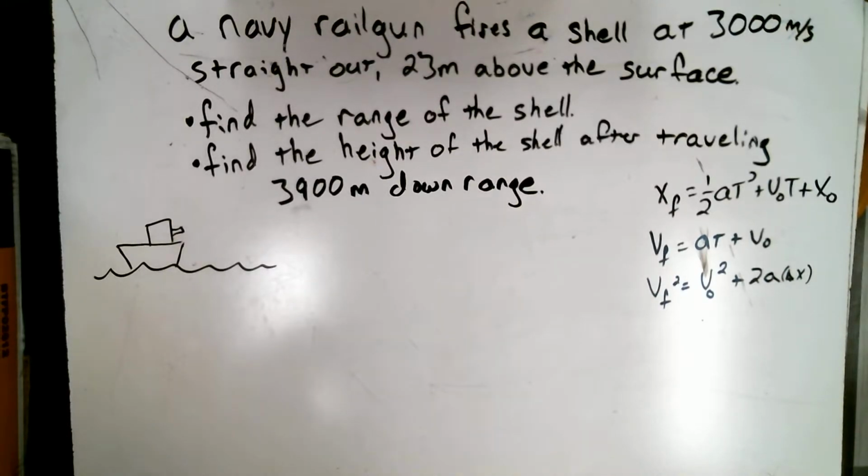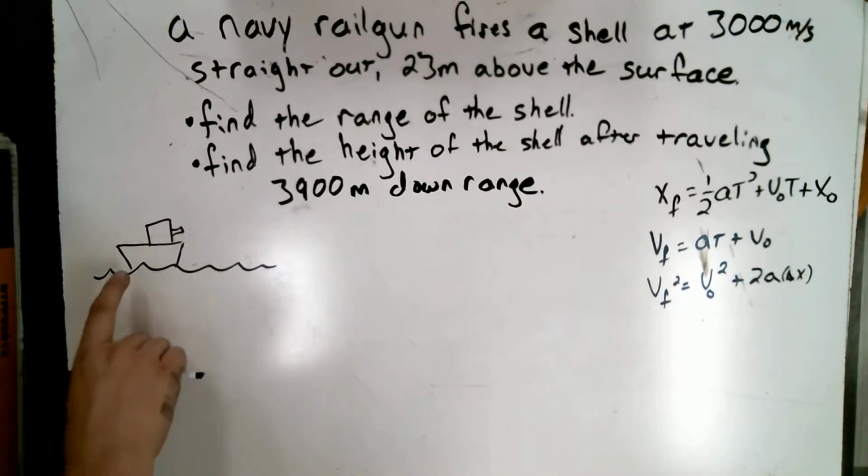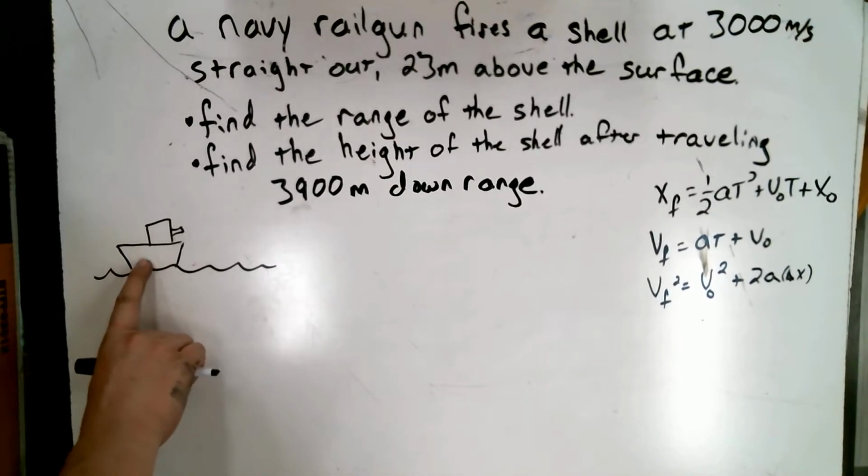In this video, we are going to do a two-dimensional kinematics problem where the object is moving in an arc as it is moving through the air. So in this particular case, we have a Navy railgun firing a shell at 3,000 meters per second straight out, 23 meters above the surface. We need to find the range of the shell and the height of the shell after traveling 3,900 meters downrange. So this is my boat because it's a Navy railgun.